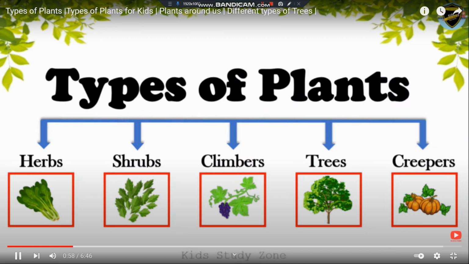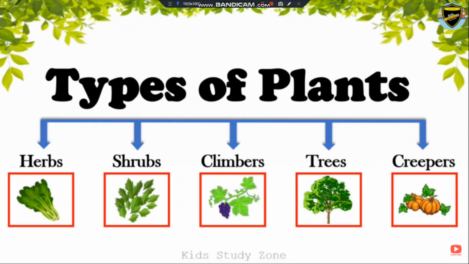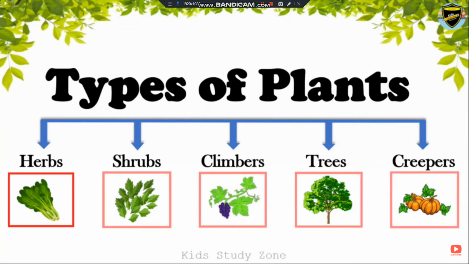Let us see the different types of plants. There are basically 5 types of plants, namely herbs, shrubs, climbers, trees, and creepers. These are the 5 types of plants we are going to discuss in this video. So let us start with herbs.